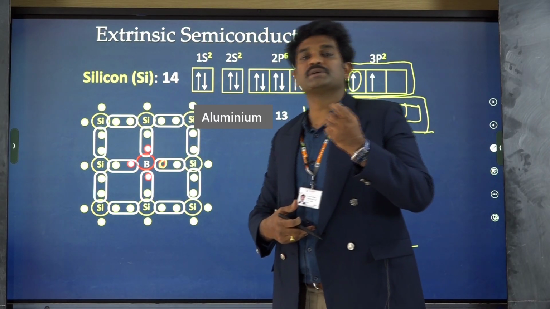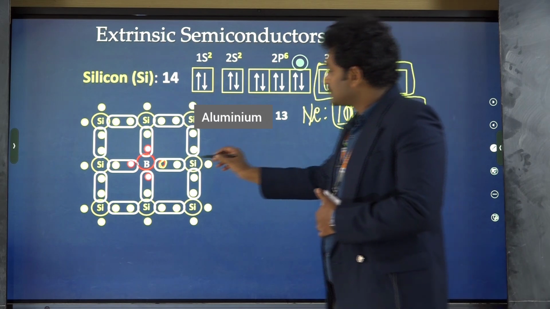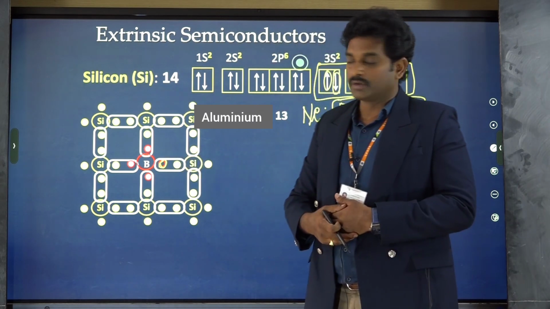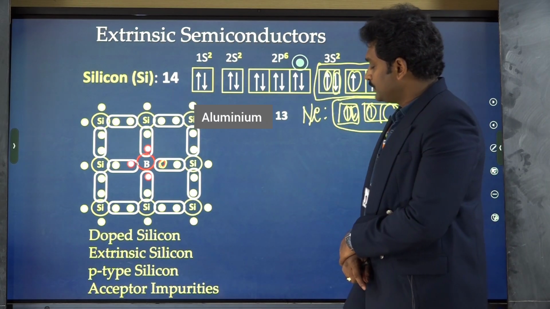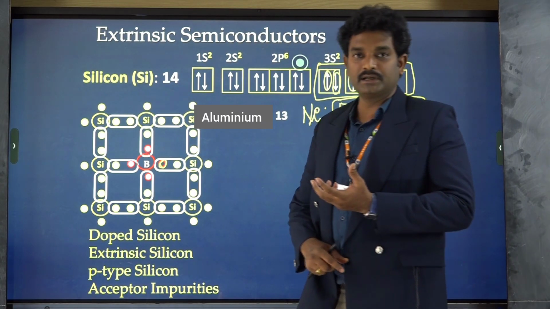Okay, so these gaps are called holes. These gaps will behave like positive particles. That's why we call this material a p-type semiconductor. Now see what we are doing here: we are doping pure silicon with a boron atom.